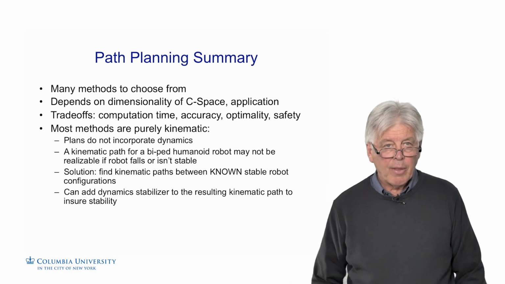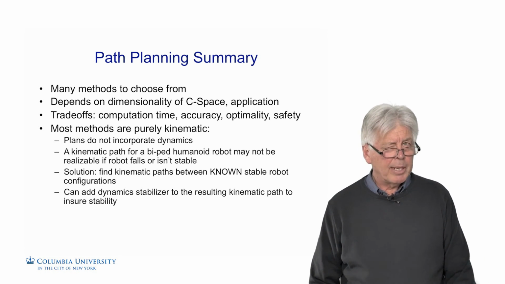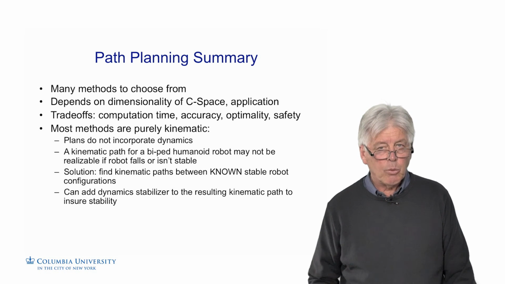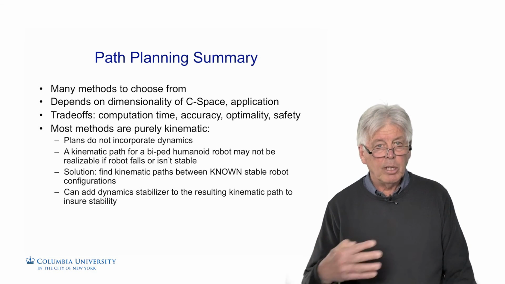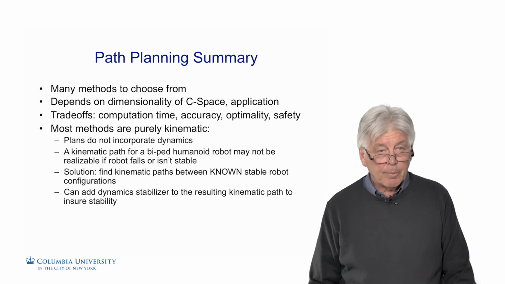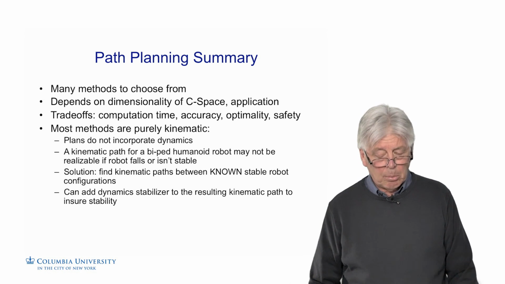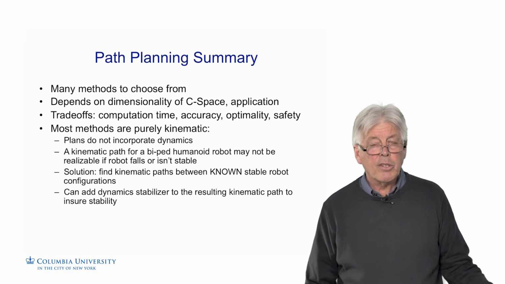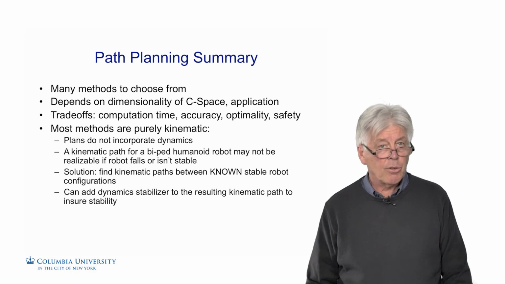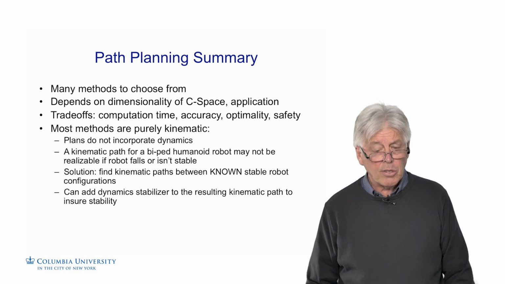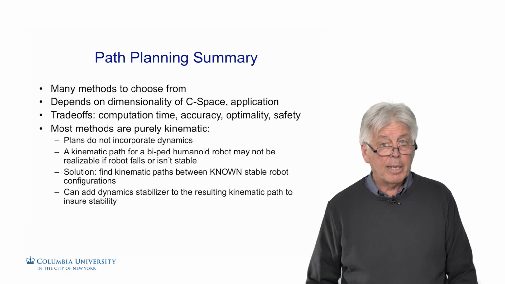And now, even if you do that, you get a kinematic path, but there's no guarantee that it's going to be stable, because between configurations which are known stable, it may be unstable. So what you can do is you can add a dynamic stabilizer, much like a local planner, to smooth the resulting kinematic path and ensure stability. So you can think of this as a 2-part planner where it does a kinematic plan and then a dynamic plan on top of that.